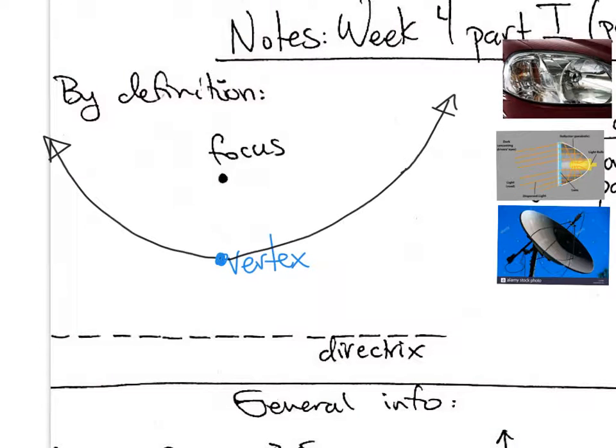Alrighty then, let's take a look at parabolas. By definition, a parabola is the locus of points, or set of points, that is equidistant from a point and a line. So, we should write that somewhere.